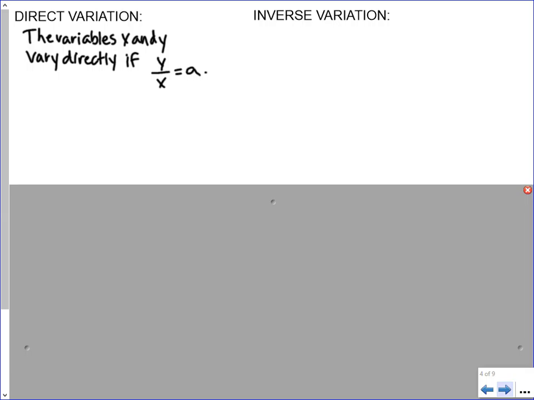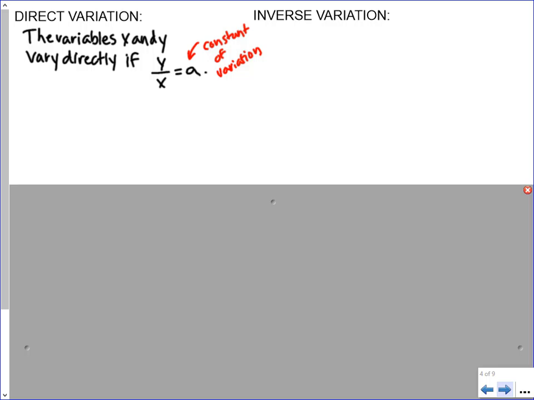You could tell that things have direct variation if for any pair of x and y coordinates that belong to each other, if you divide them, and you can do y over x, you could also do x over y, okay? If they always equal the same value, which we're calling a. So I'm going to point to a and I'm going to say, this is my constant of variation. Constant of variation means a doesn't change for a particular set of points.